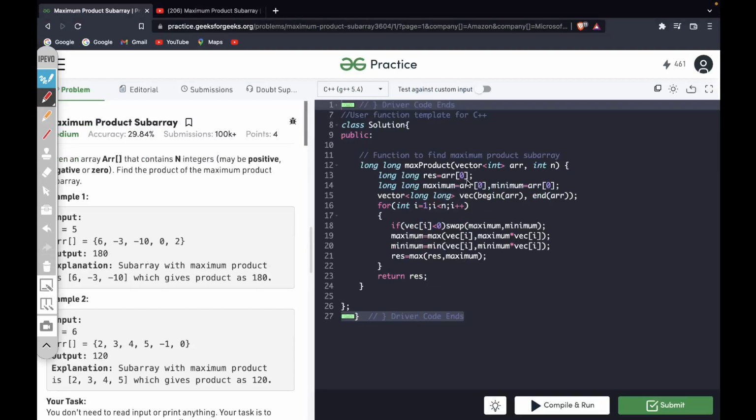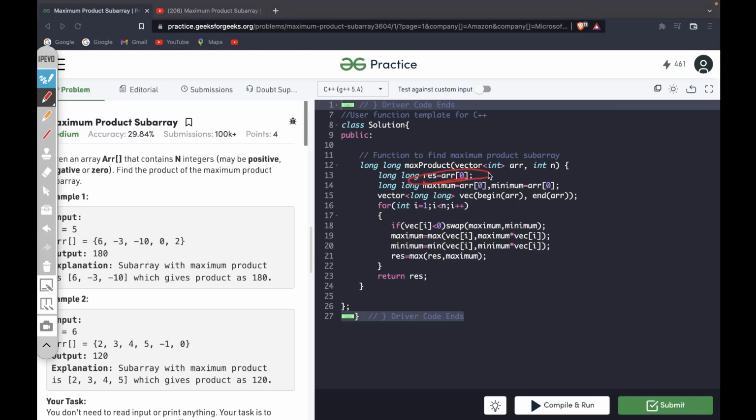As we discussed, first of all we put in our result, we take that as the zeroth element of the given array. And for the maximum and minimum, we initialize with the zeroth element of the array. Now we have to give our answer in the form of a long, so that's why I typecasted this array using this vector.